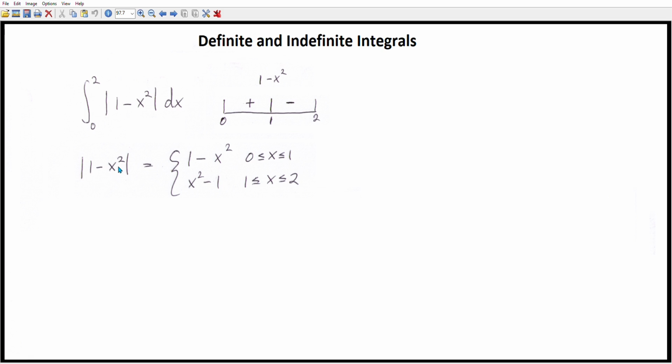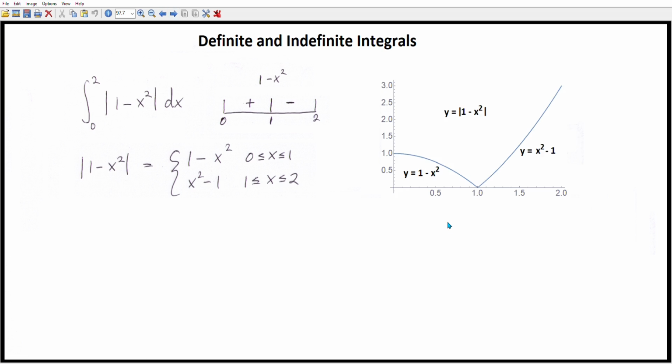Okay, so the absolute value of 1 minus x squared is 1 minus x squared when x is between 0 and 1, and it's x squared minus 1 when 1 is less than or equal to x is less than 2. And if we look at a graph, we can see that's exactly what's happened here. Here's y equals 1 minus x squared, which would dip below the axis. The absolute value gives you the negative of it, and you get y equals x squared minus 1. Now what this means is this integral from 0 to 2 is going to be broken up into two pieces, between 0 to 1 and 1 to 2.